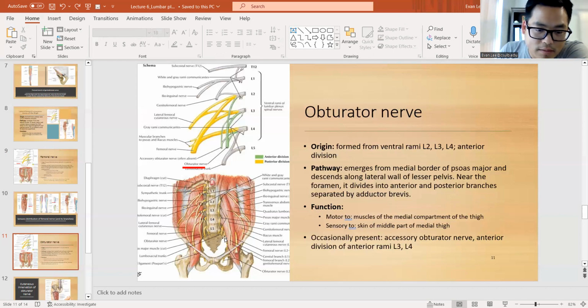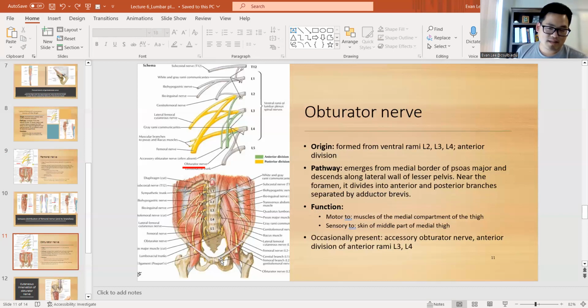And then running along the medial side of the psoas major, you can see it traveling downward and then going through the obturator foramen, and that's going to be going to your adductors. So muscles like pectineus, adductor longus, adductor brevis, adductor magnus, your adductors will mostly be innervated by obturator nerve. It's going to travel behind psoas major, along the medial side of psoas major, and through the obturator foramen.